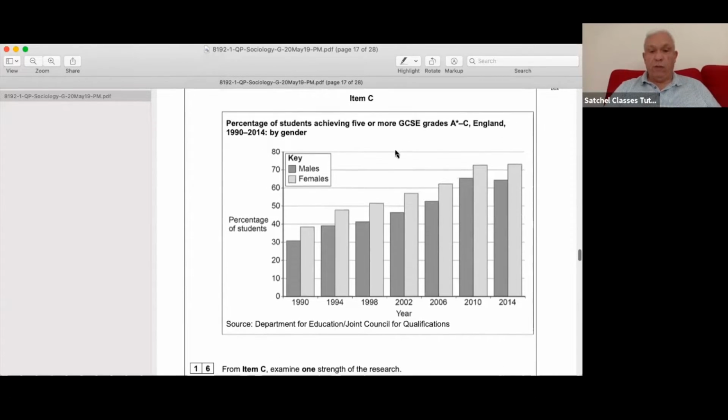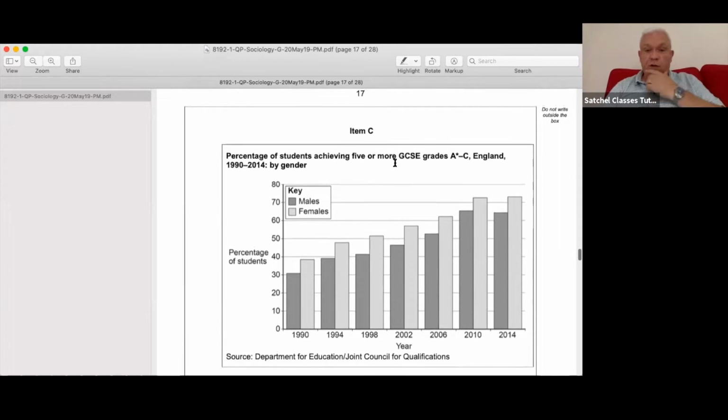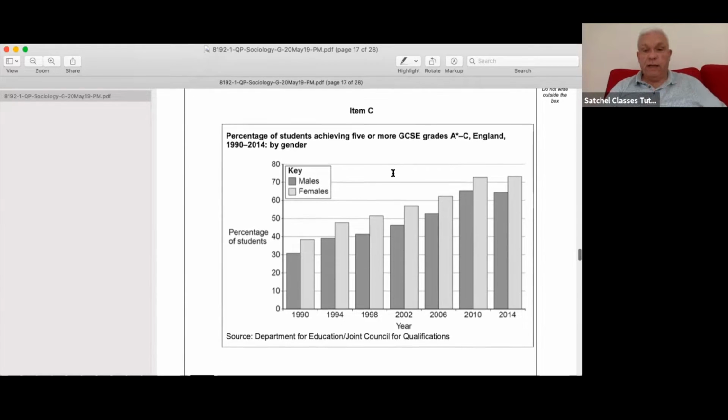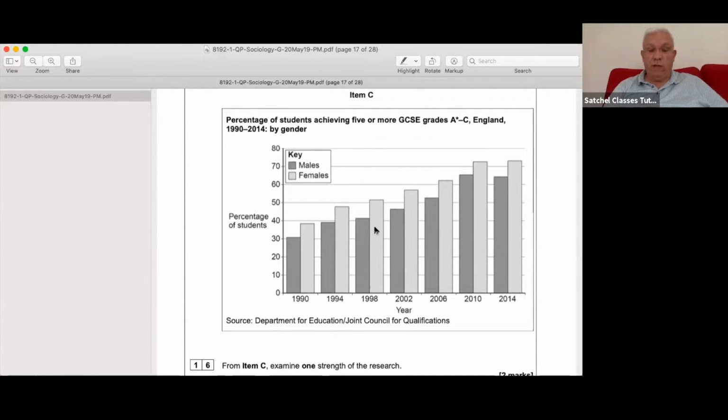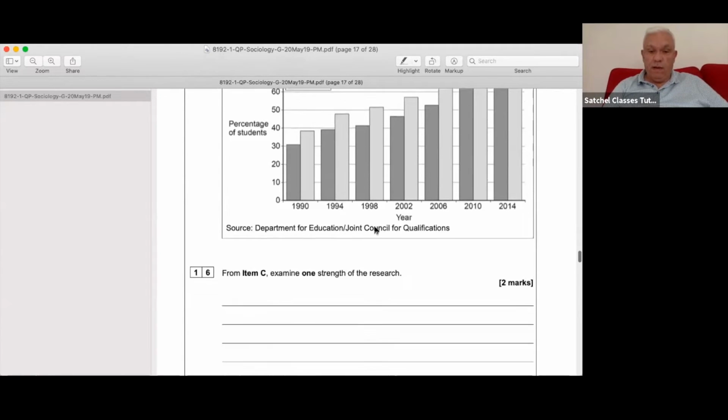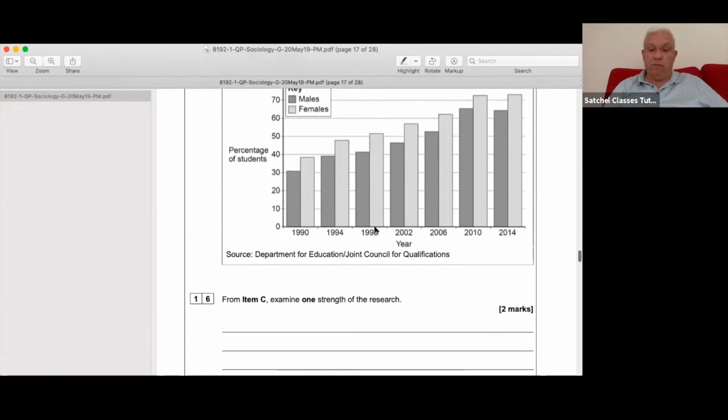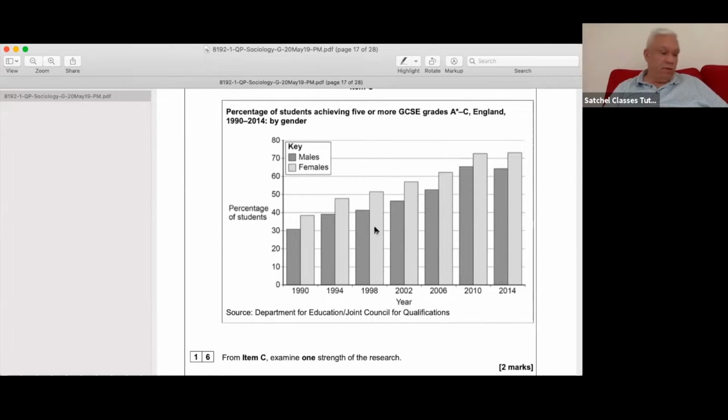Now, getting on to this one was quite a tricky one, believe it or not. This shows you some data again. So this is the percentage of students achieving 5 or more GCSEs at grade A to C, the old style of grading, between 1990 and 2014 by gender. Okay, one strength of this research, well, there's a number of strengths you could have.